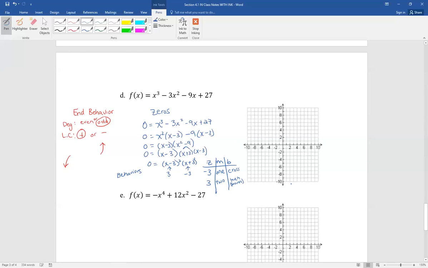Okay, so let's put what we know down. So we have our x-intercepts of negative 3 and positive 3. We have our end behavior that is down on the left, up on the right. You do need to do that before you put any behaviors at the zeros down. At negative 3, we're supposed to cross the x-axis. That means we're going to go up. And again, we're not worried about the heights at all on these.